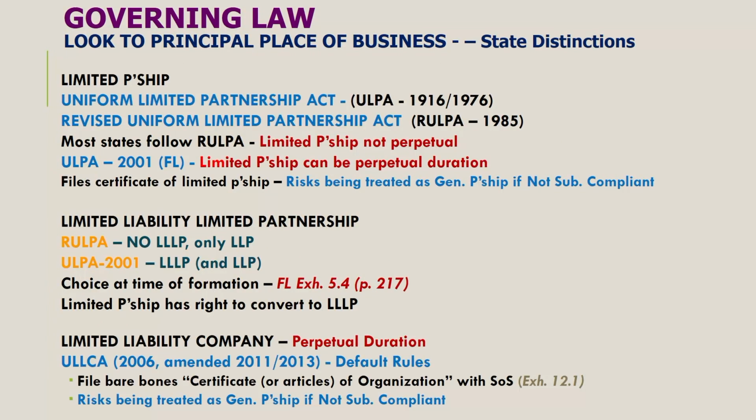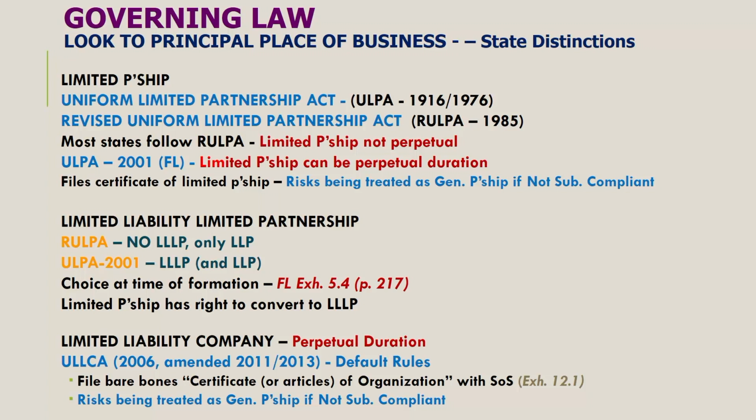Think about that. For the limited partnership, ULPA is not discussed that often. It's mostly RULPA and ULPA 2001, which are the more modern ones. There are still a few states that use the original Uniform Limited Partnership Act, but that's a small number. Most do RULPA or ULPA 2001. If you follow the original ULPA, the limited partnership is not perpetual. If you follow RULPA, it is perpetual, or has the potential to be. And then you're going to file that certificate of limited partnership. But remember, if you don't follow the right paperwork, you could be treated as what? A general partnership. We know that's the bad one. You don't want to be that, right?